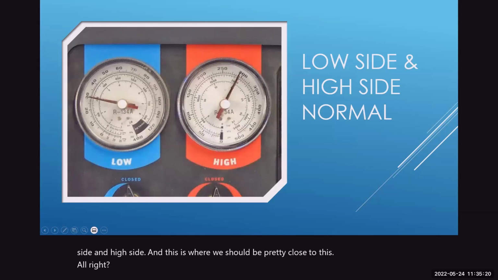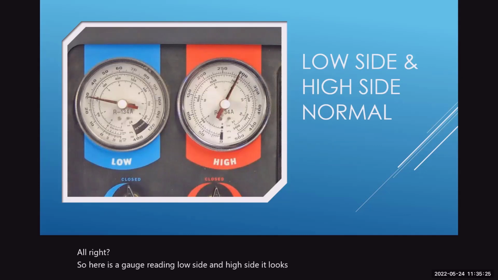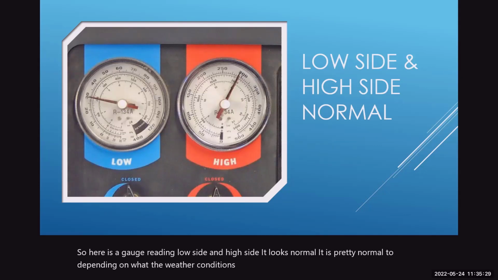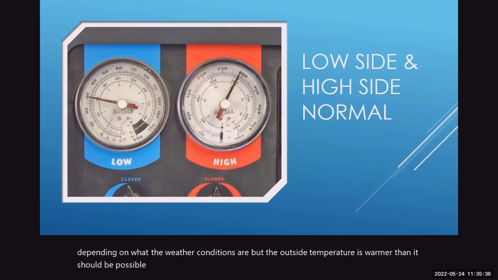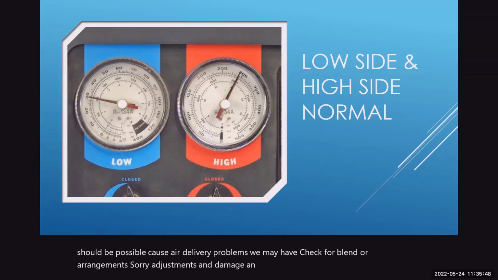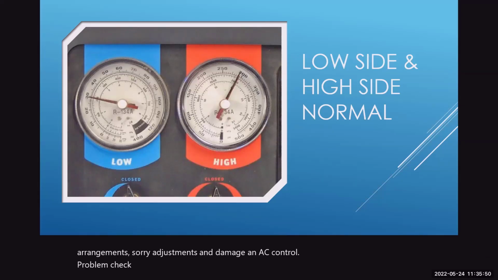So here is a gauge reading, low side and high side. It looks normal. It is pretty normal, depending on what the weather conditions are. But the outside temperature is warmer than it should be. A possible cause, air delivery problems. We may have to check for blend door arrangements, adjustments and damage. An AC control problem, check for calibration, check for voltage or vacuum sources.